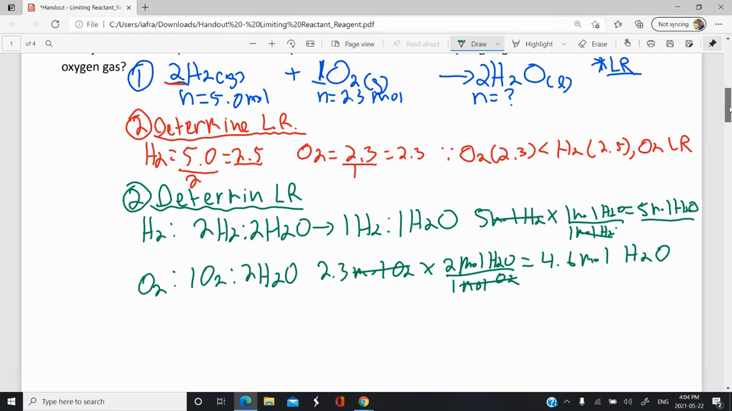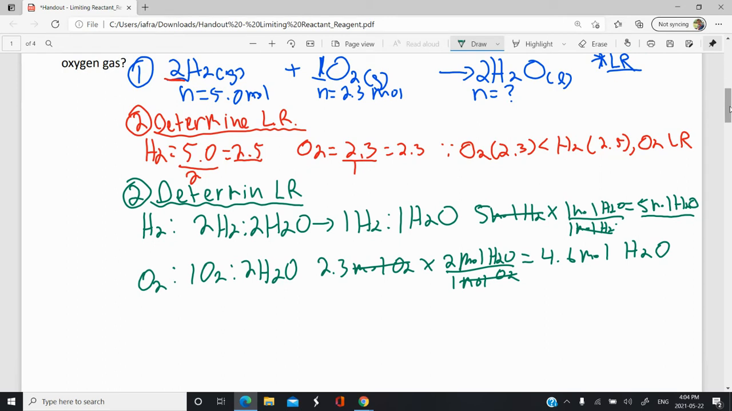So now we compare which reactant made less product. Well, when we use the oxygen to predict the product, we had 4.6 and the hydrogen 5. The oxygen made less. So since oxygen produced less product than H2, O2 is the LR. And technically, you've already solved your problem here.